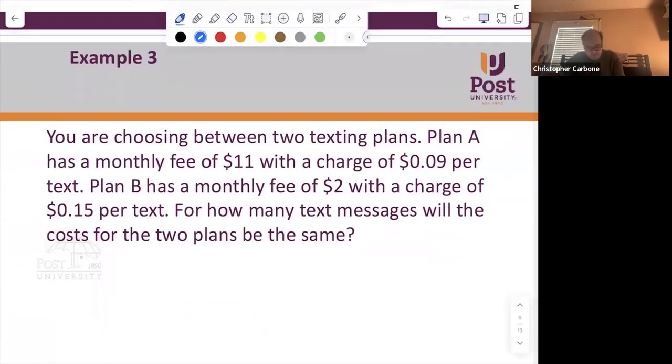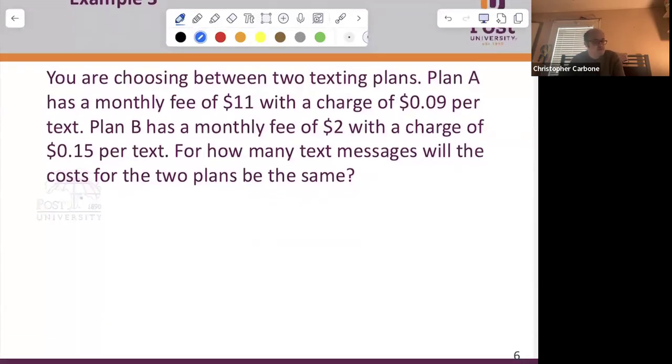So, example number 3. I have you are choosing between two texting plans. Plan A has a monthly fee of $11 with a charge of 9 cents per text. Plan B has a monthly fee of $2 with a charge of 15 cents per text. And we want to know for how many text messages the costs of these two plans would be exactly the same. So, per what we have here, x here will be the number of texts.